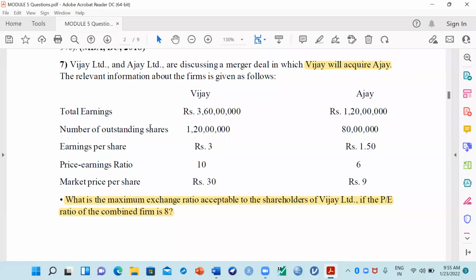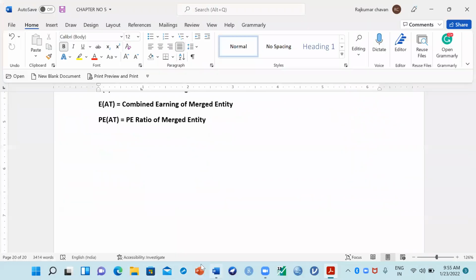Okay, so now let us start solving the problem. Give the heading question number 7. First we are going to solve as per case 1. And what is the case 1 problem? It is the maximum exchange ratio, which is acceptable by the shareholder of the acquiring firm.